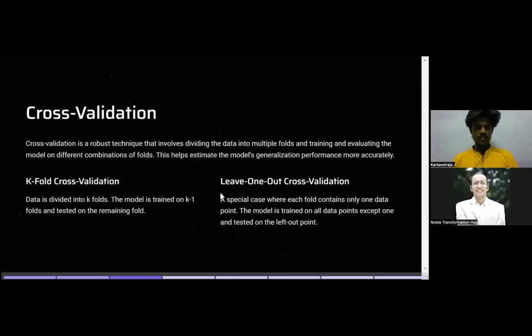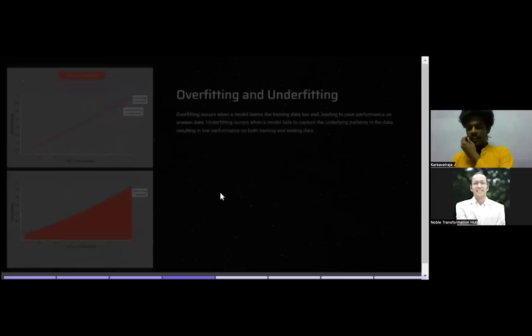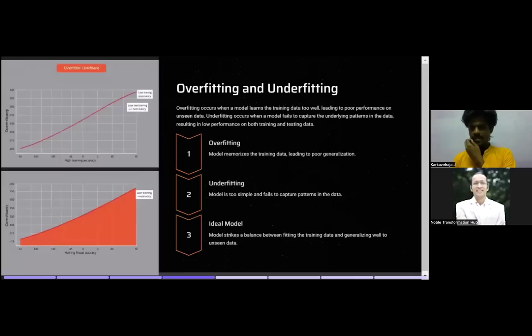Next, overfitting and underfitting problem. I think we have explained this, but no problem, we will explain again because it's one of the evaluation techniques. Overfitting occurs when a model learns the training data too well, leading to poor performance on unseen data. Underfitting occurs when a model fails to capture the underlying pattern in the data, resulting in low performance on both training and testing data. I hope this is easier for you to understand.